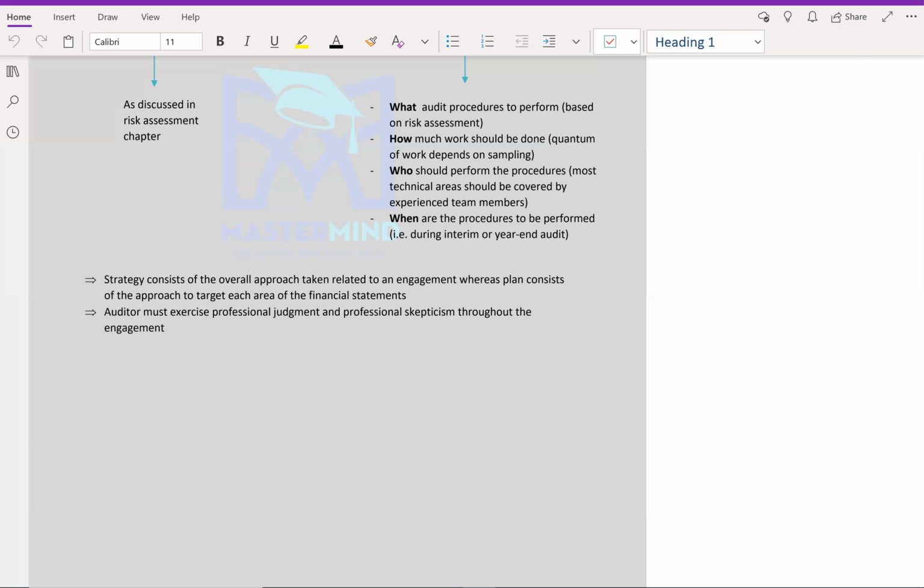Auditor must exercise professional judgment, professional skepticism throughout the engagement. Very, very, very important. All right. You must exercise professional judgment, professional skepticism.